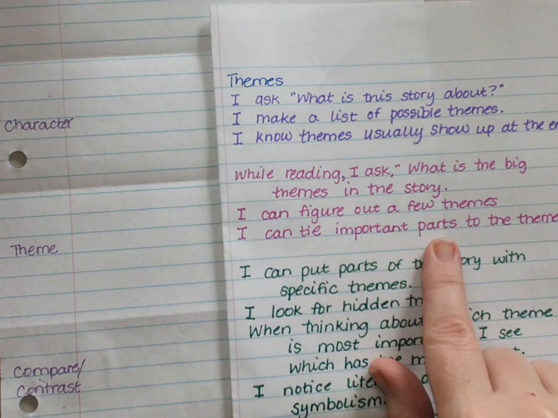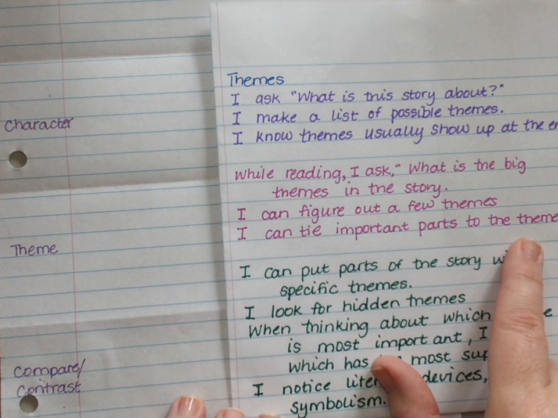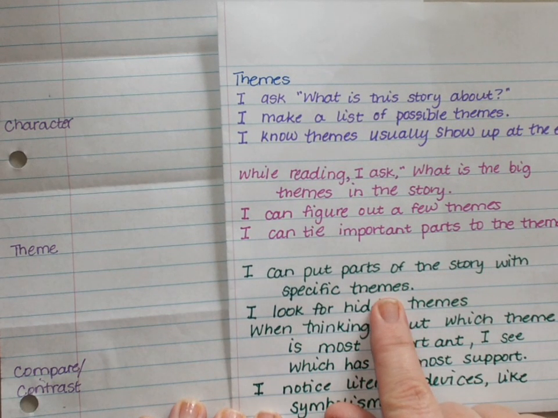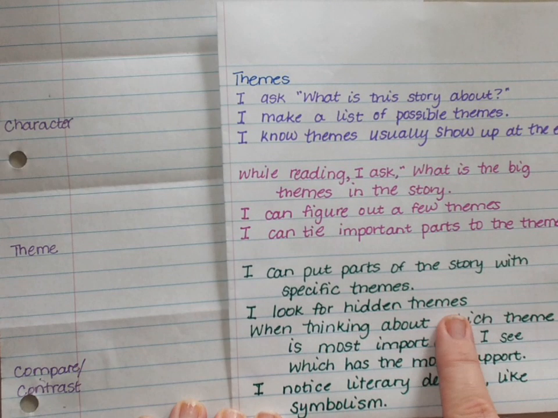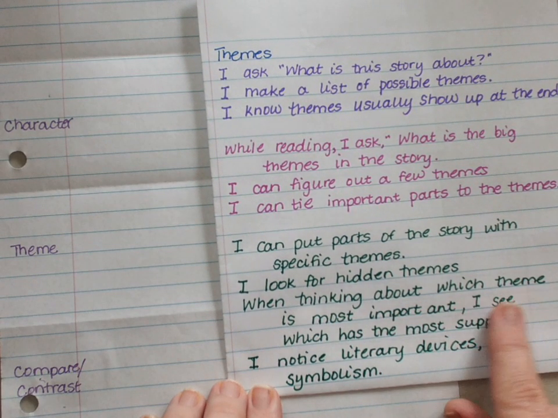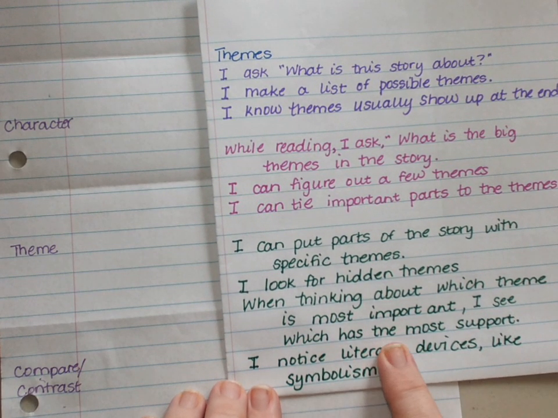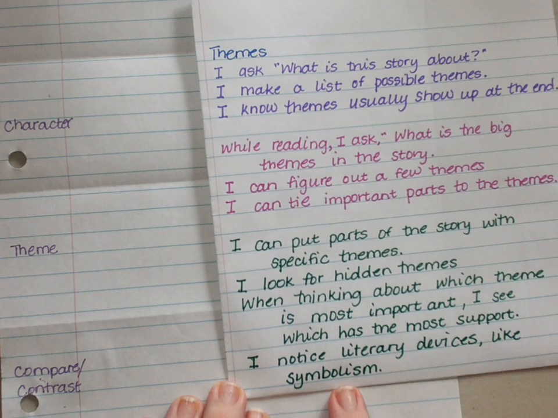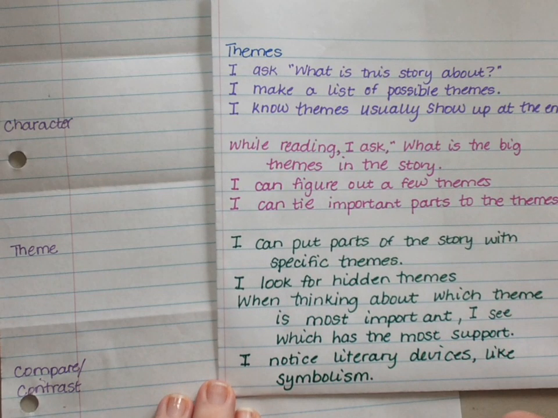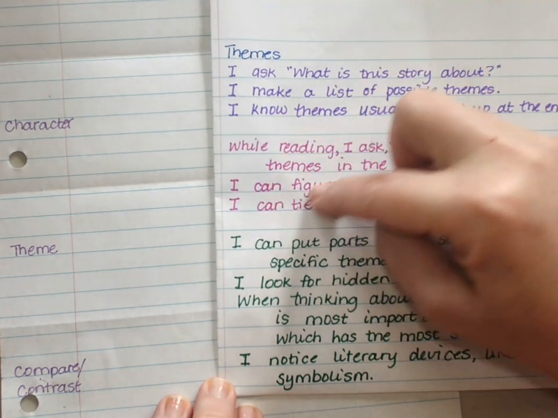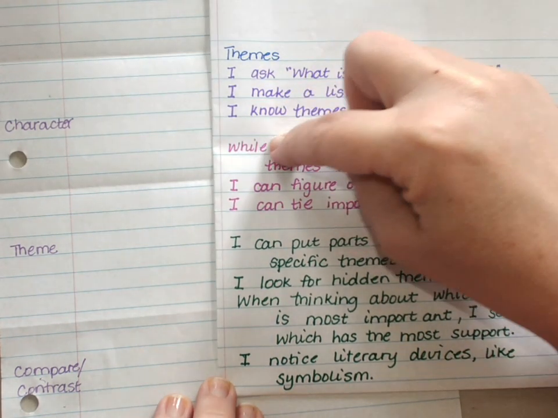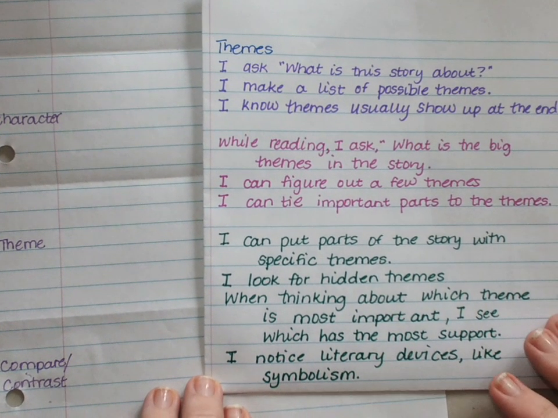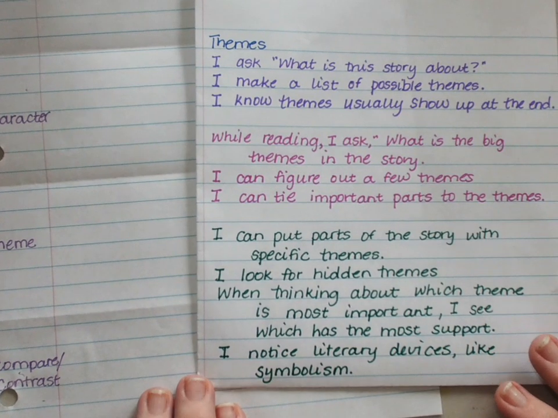I can tie important parts to the themes. I can put specific parts of the story with specific themes. I look for hidden themes. When thinking about which theme is most important, I see which one has the most support. I notice literary devices like symbolism. So if you'll pick one of these, not the whole pink, but just one of these three, and place it over here. Okay, and I'll give you a second to look at that. If you need to pause it, go ahead.